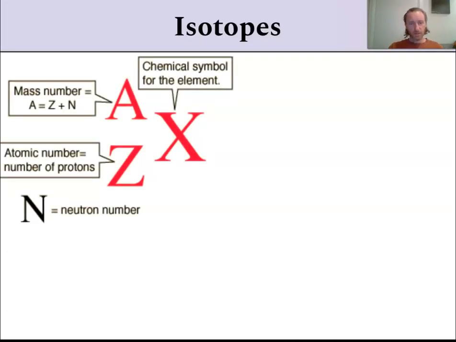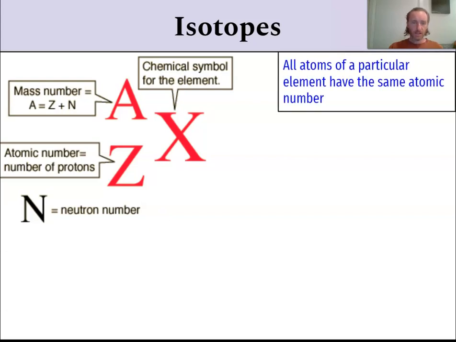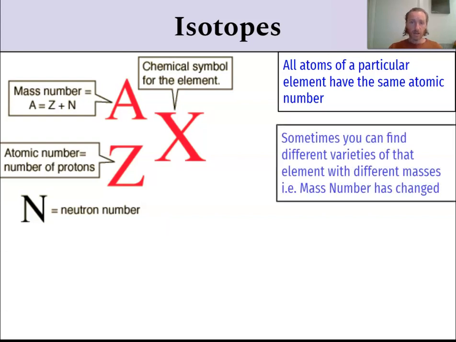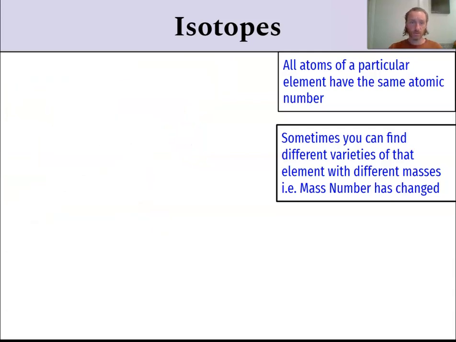So an isotope basically is when you have different flavors of the same element. And the same element means that they have the same number of protons, the same atomic number. However, you can find different varieties where the mass number has changed. In other words, these elements have more neutrons in their core, in their nucleus.